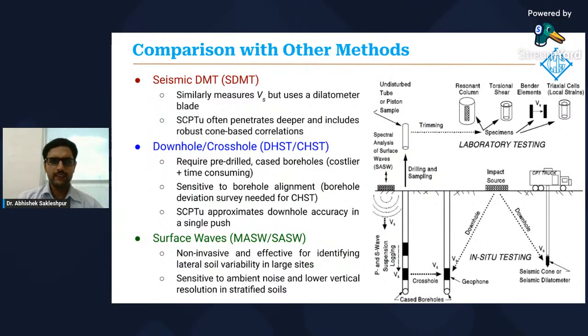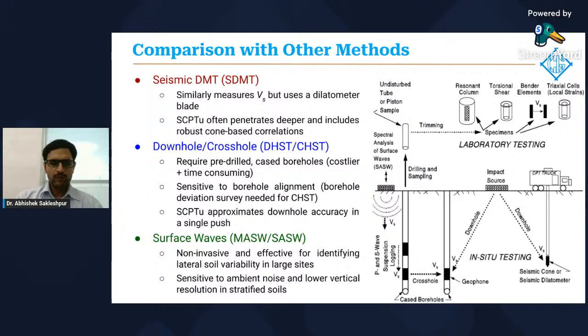Now this slide compares the SCPTU with other methods. So if we look at the seismic dilatometer test, it also measures the shear wave velocity, but the difference is that it uses a dilatometer blade instead of a cone in the case of the seismic CPTU. So here, that's indicated by this figure here on the bottom right. The SCPTU actually can penetrate deeper and includes more robust cone-based correlations than the seismic dilatometer test.